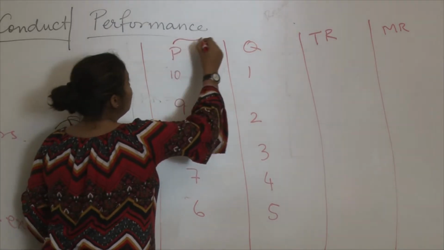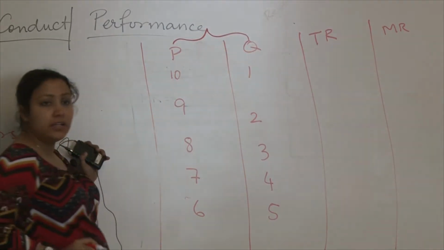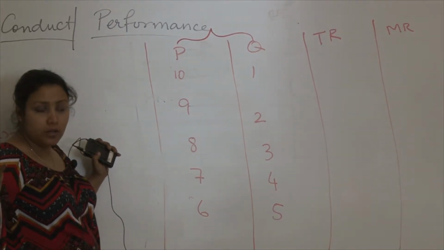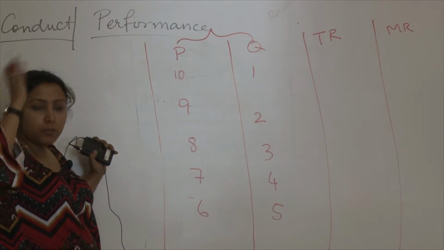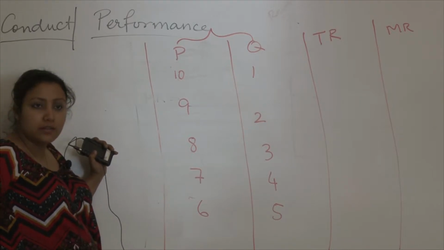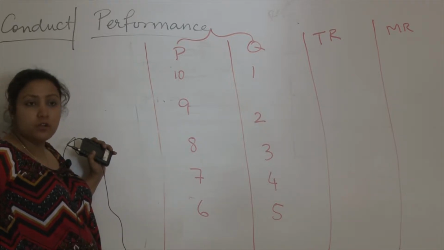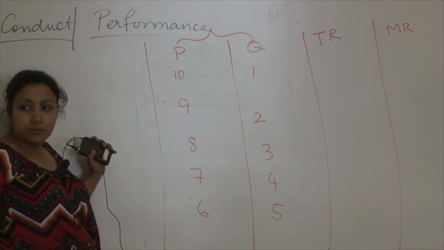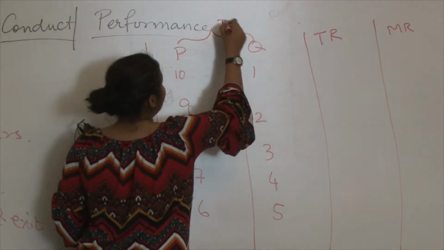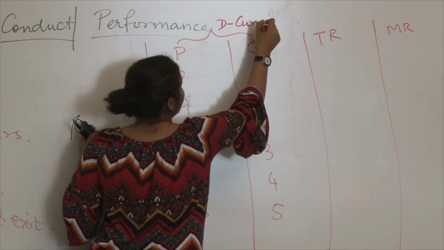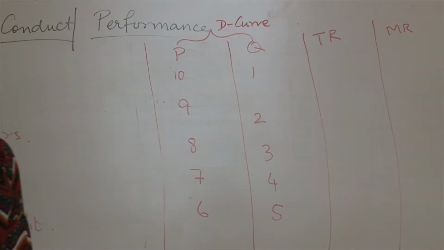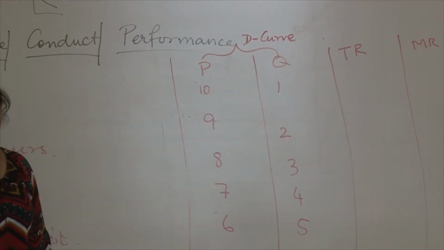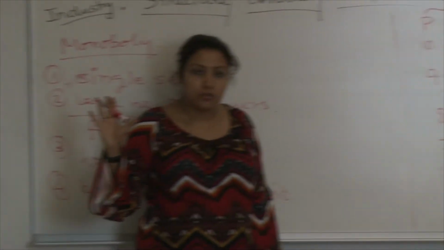So if I try to draw a graph between this P and Q, what curve will that give me? If I plot P on the y-axis and Q on the x-axis, what curve will I get? What is it called? Downward sloping. What is the name of that curve? Demand curve. So basically if you plot this relationship, what you get is your D curve, correct? And that will be downward sloping because the law of demand holds, right?